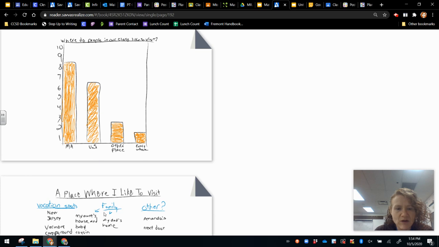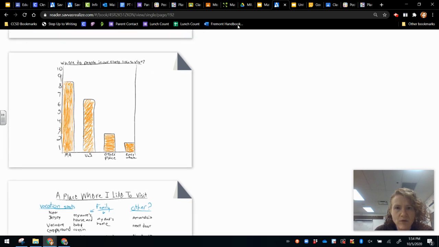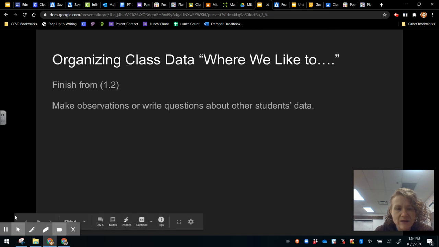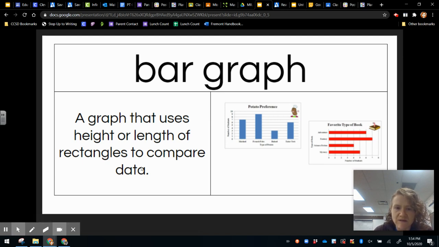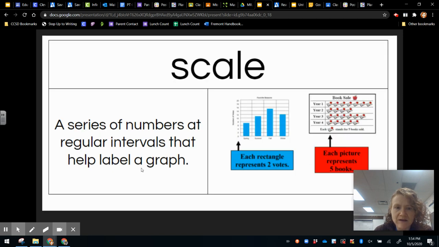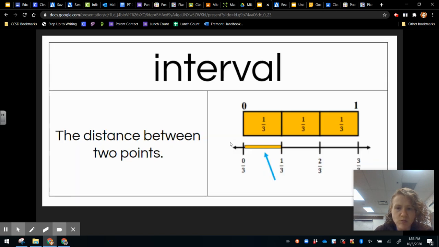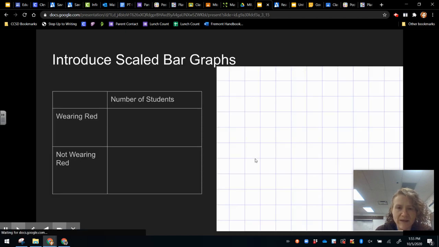Bar graphs are a way to help us organize information that make it easier for us to understand what the data is telling us. A bar graph is a graph that uses height or length of rectangles to compare data. A scale is a series of numbers at regular intervals that help label a graph. Scale is right here on a bar graph. Interval is the distance between two points. For example, if we're thinking of 2 to 4, the interval is 2, because 4 is 2 away from 2.